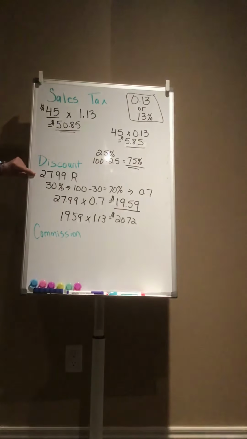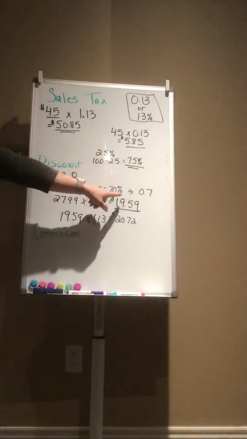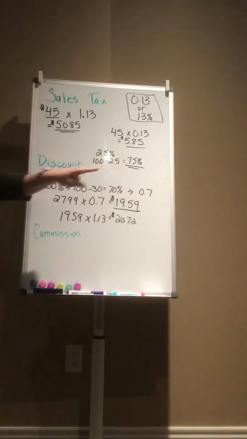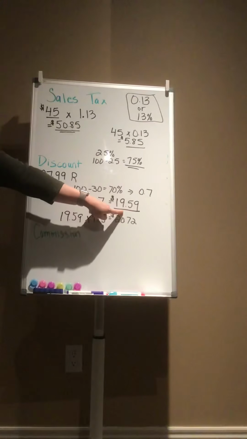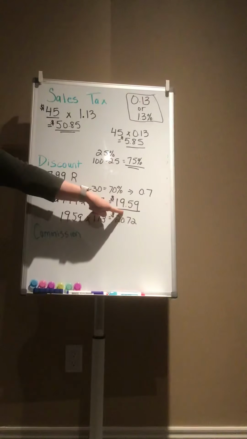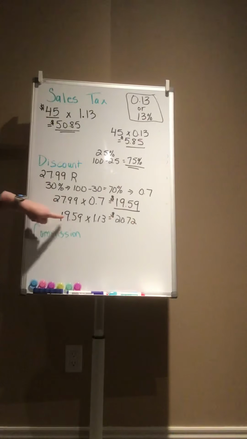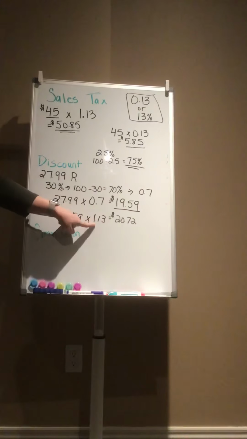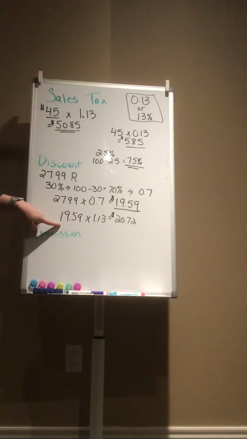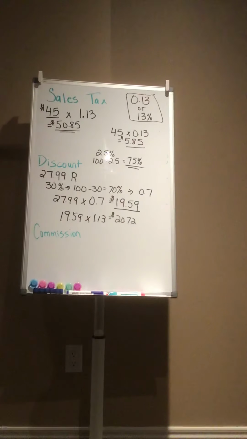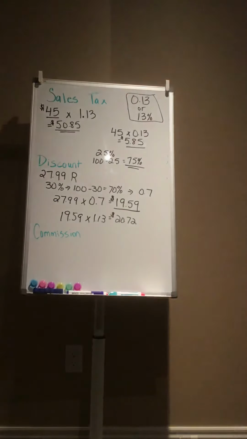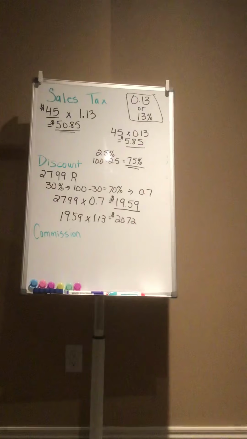So regular price, 30% off means I'm paying 70% of the original price. $27.99 times 0.7 gives me my new price of $19.59. But before I can walk out the door of the store, I need to pay the sales tax on that. So $19.59 times 1.13, again the 1 takes into account the original price. 0.13 is our tax. So to walk out the door with that video game, I need $20.72.